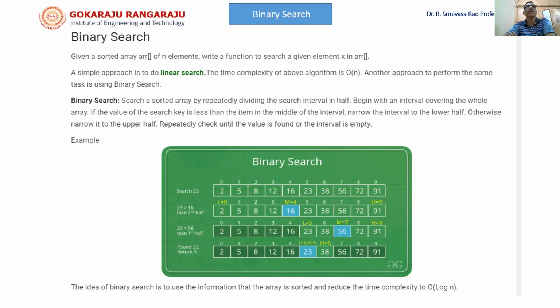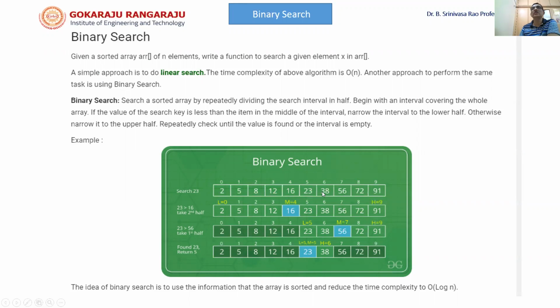Here, in this slide, the concept of the binary search has been explained. Let us see the diagram. Here, a given list is available. Starting from 0 to 9, there are certain elements. One important point that you have observed is that the list is already sorted in ascending order. So starting from 2, 5, 8, 12 like that, up to 91, this is a sorted list.